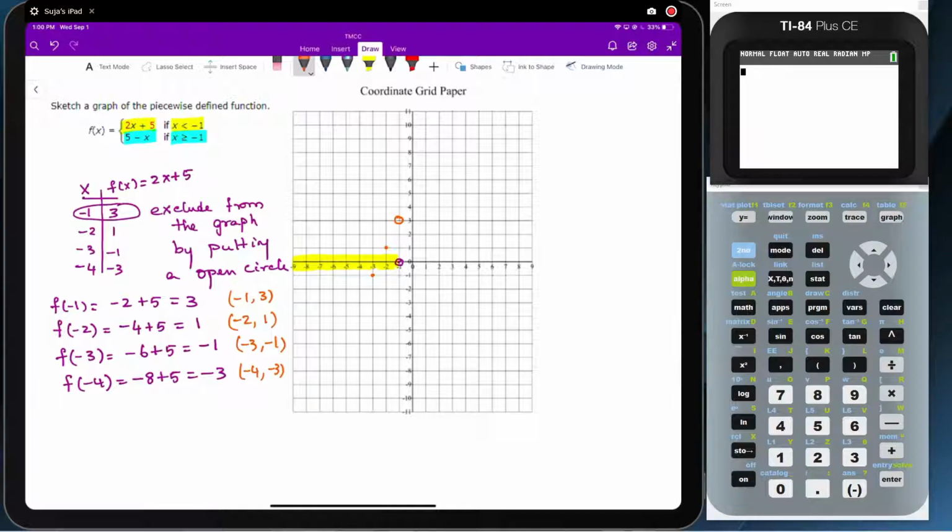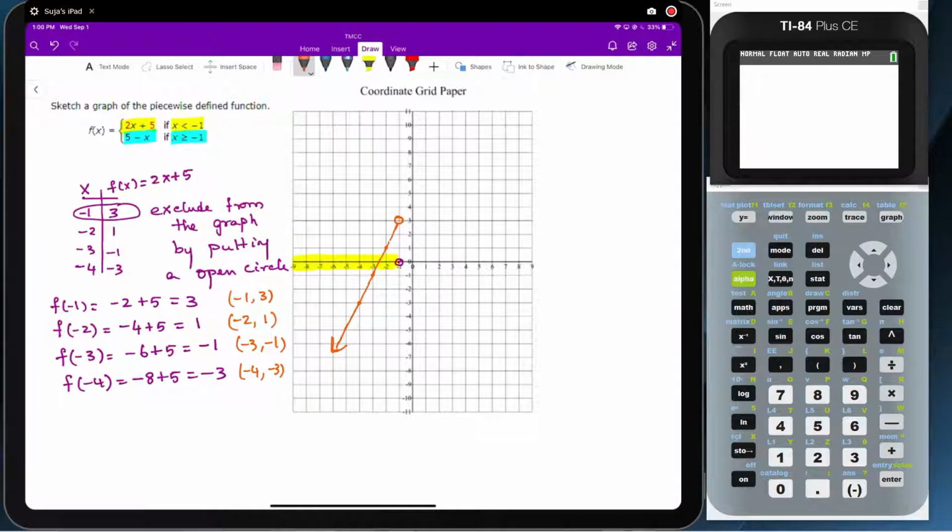So when it's -3, it's going to be a point here, and when it's -4, it's going to be -3. Now because this graph is going forever, I will draw a line and use an arrow on this end, and this arrow represents this graph goes forever in that direction.